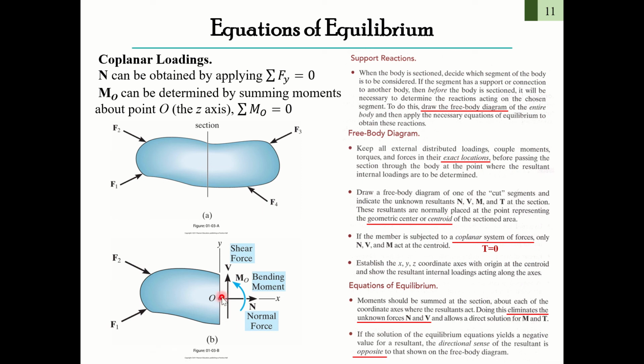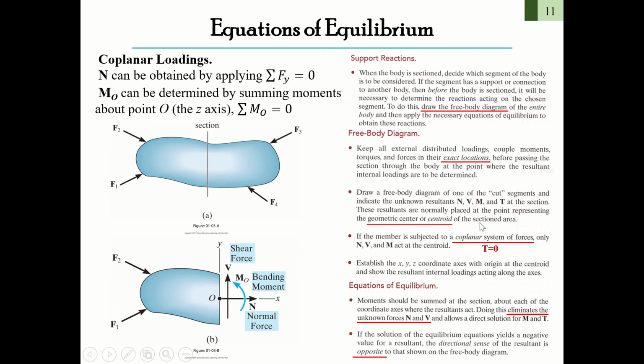So the normal force and the shear force must balance with F1 and F2. And you have to calculate F1 and F2 about the point O, what moment they cause. So you have another bending moment to balance it. So you have to calculate the normal force, shear force, and the bending moment.